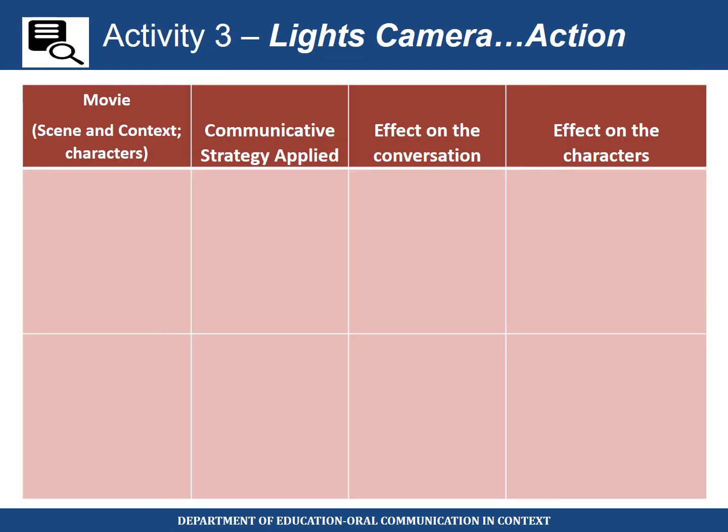On the first column, you write the movie, scene and context, and characters. On the second column, you write communicative strategy applied. On the third column, the effect on the conversation. And the fourth one, the effect on the characters.